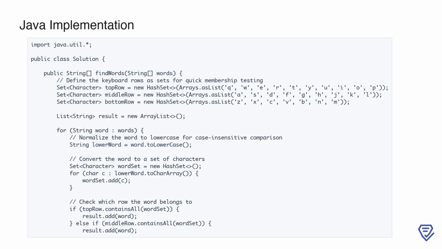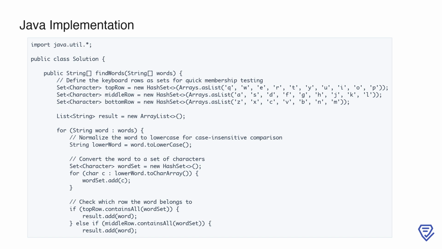Similarly, the middle row contains letters like A, S, D, while the bottom row includes Z, X, C, and others. Using sets allows us to effectively check whether a word can be formed using only the characters of a specific row. Next, we initialize an empty list called result to store the valid words.